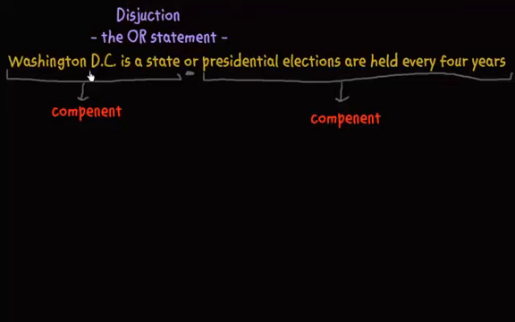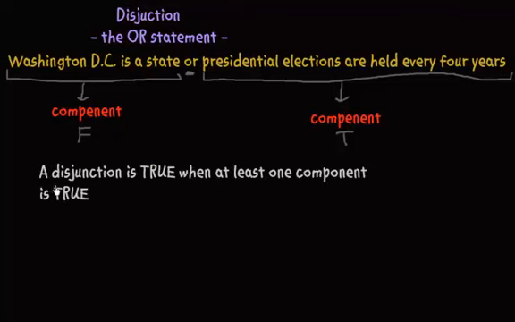Okay, so if we take a look at the truth values of the components, let's take a look at the first one. Washington, D.C. is a state. We know that one to be false. And presidential elections are held every 4 years. We know this one to be true. So what are the rules that help determine the truth values of the overall OR statement? A disjunction is true, so our OR statement is true, when at least one component is true. So just taking a look at the above statement here, the overall OR statement is true, even though one of the components is false. The OR statement as a whole is true.